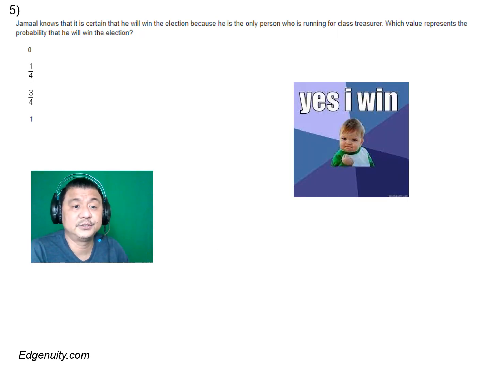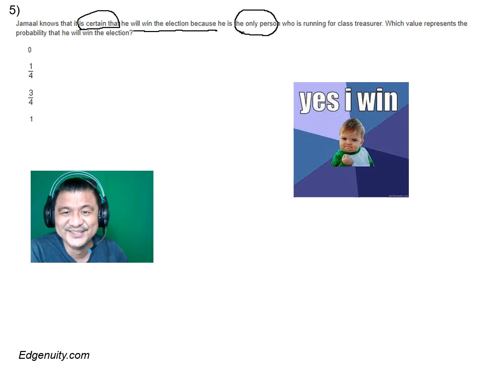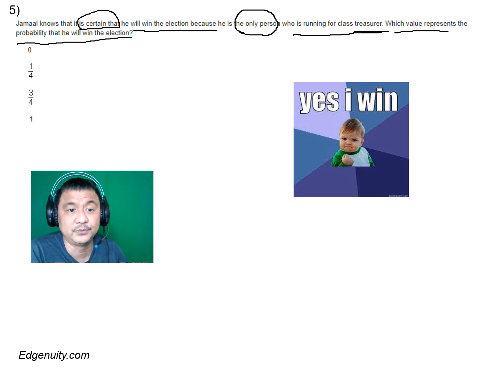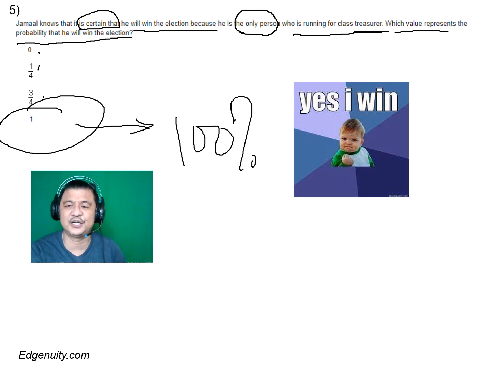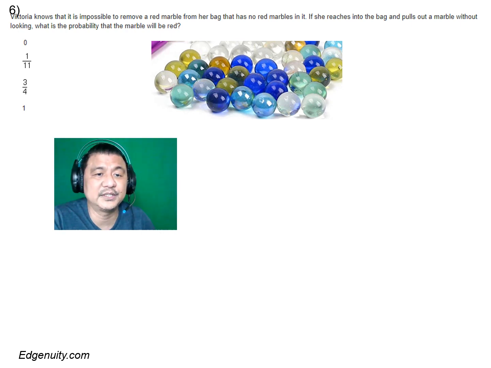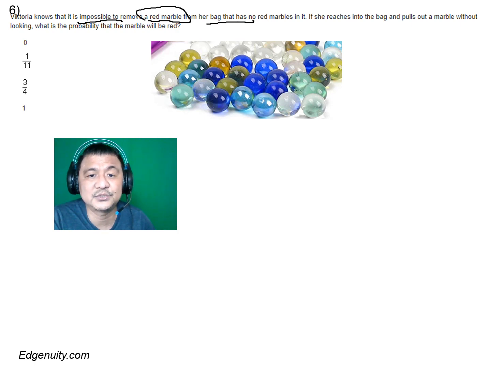Now let's try these ingenuity problems. Jamal knows that it is certain that he will win the election because he's the only person running for treasurer. All right, there's no competition. Which value represents the probability that he will really win? Okay, it's not 0, means he's not winning. Here, there's less likely. This is more likely. Yes, 1 always represents 100%. Good job.